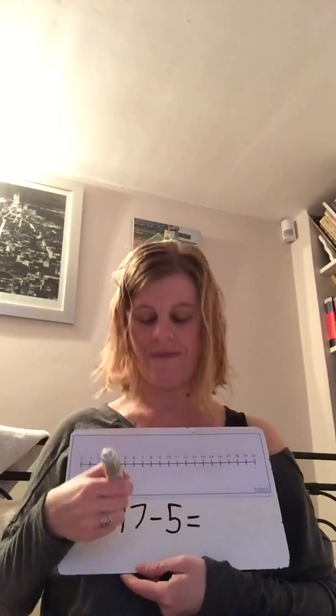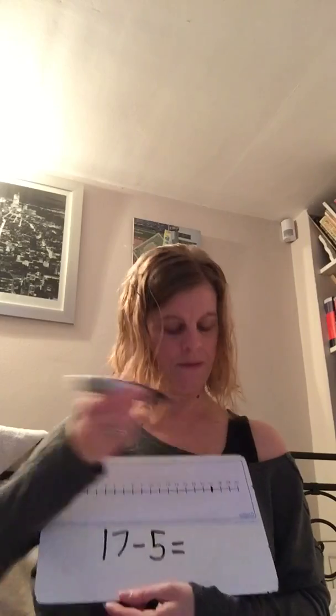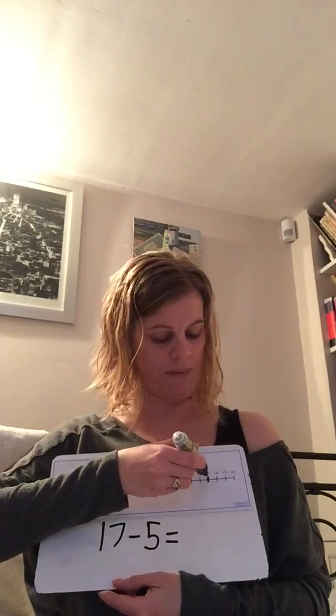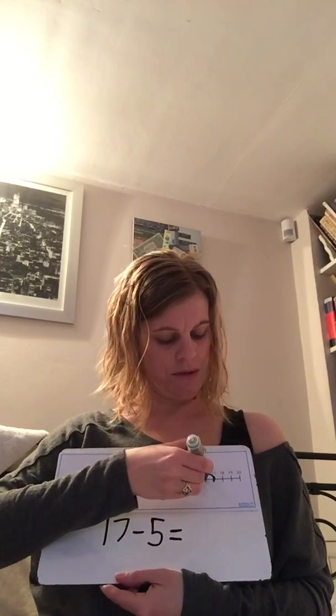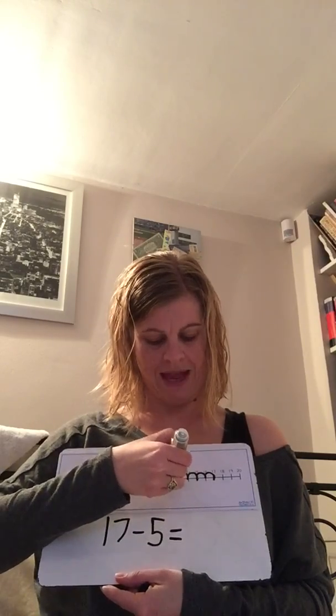Let's do one more together. Let's do 17 subtract 5 equals. So start on 17, and I'm going to count back 5. I'm going to take away 5, subtract 5. 5 jumps backwards. 1, 2, 3, 4, 5. There is my answer. 17 subtract 5 equals 12.